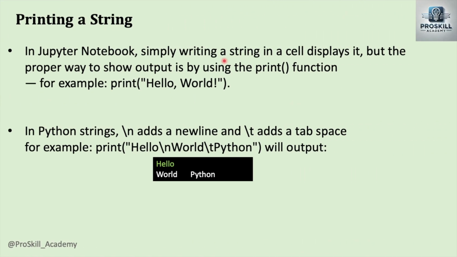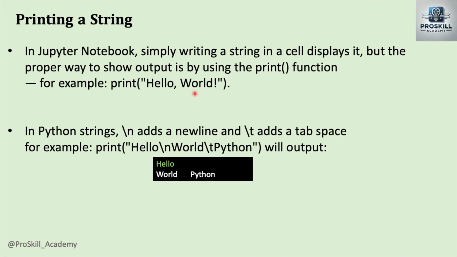Alright, let's now talk about printing strings in Python. One of the most fundamental things you will do when learning to code. First, when we code using Jupyter Notebook, there's something important to understand. In Jupyter Notebook, if you type just a string in a cell, say hello world, and run the cell, it will automatically display that string as output. That's because Jupyter Notebook is designed to show the result of the last expression in a cell.